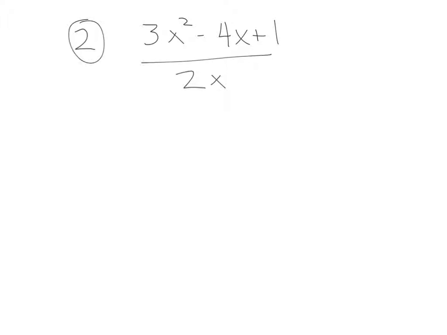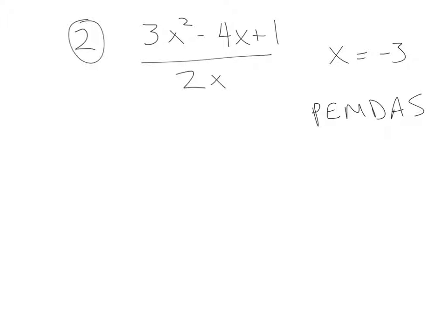So that first example was fairly straightforward. We didn't need to worry too much about order of operations. Here we're going to evaluate a slightly more complicated expression, and we'll do this evaluation when x is equal to, let's say, negative 3. And we remember our order of operations given to us by PEMDAS: parentheses, exponents, multiplication, division, addition, subtraction.